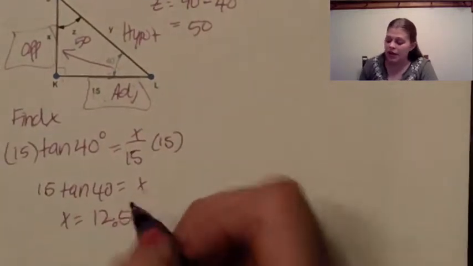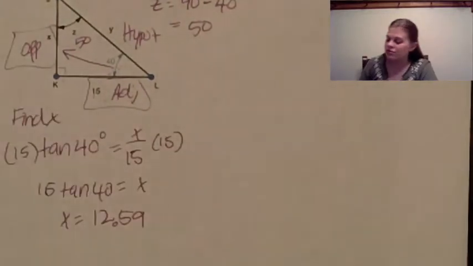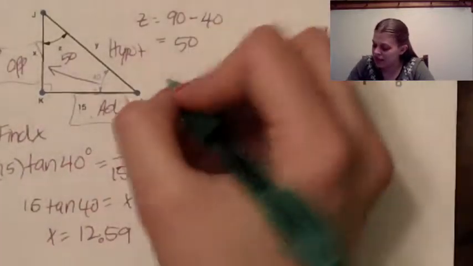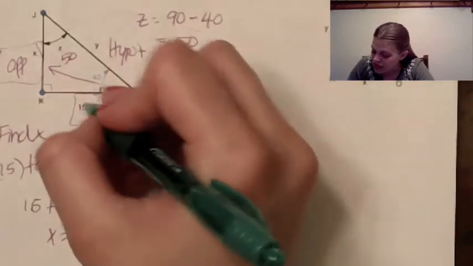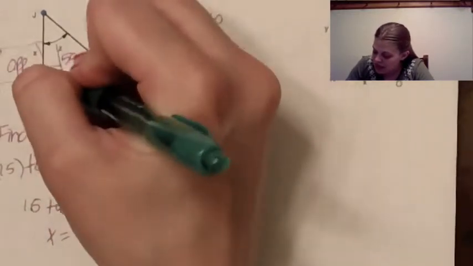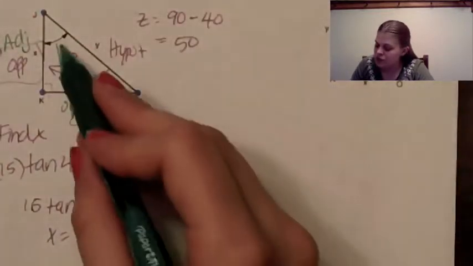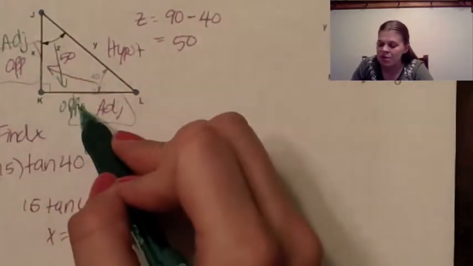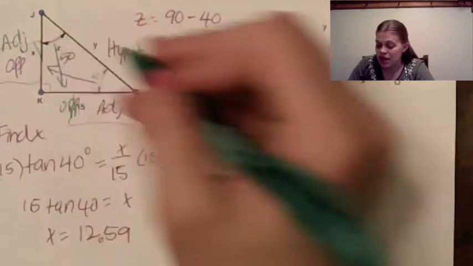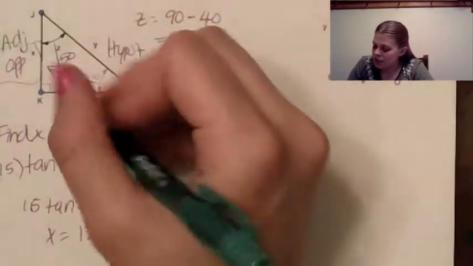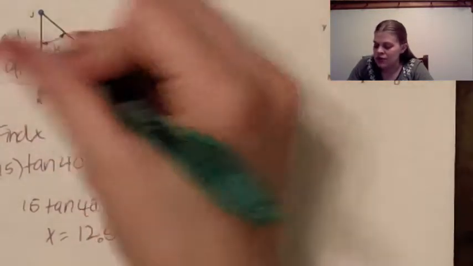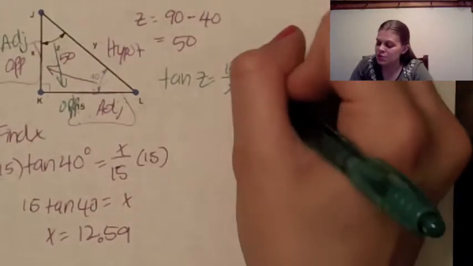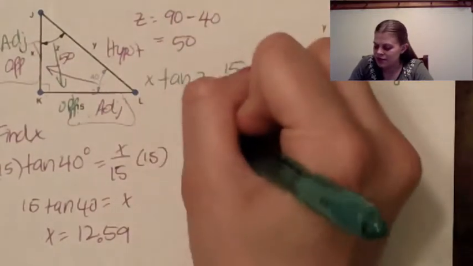Now, here, the other way that you could find z, now that I have a side, is I could have done z is from z, this would be the opposite, and this would be the adjacent. So if I wanted to find z, I would relabel my triangle according to the angle of z. So I would set it up with opposite and adjacent as tangent. So I would do tangent of z equals opposite, which is 15, over adjacent, which is x. So to get the x by itself, I multiply both sides by x.